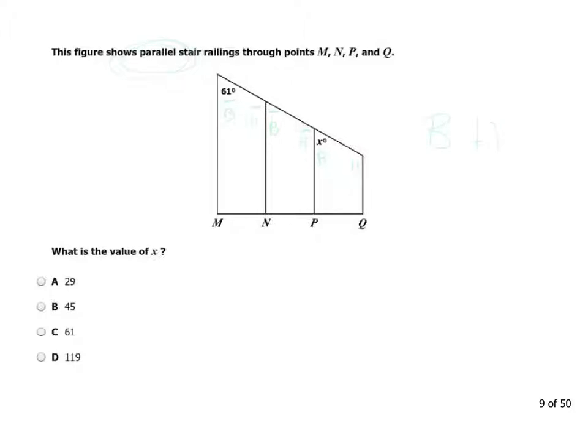Okay. So that means that if this is 61, the next one is going to be 180 minus 61, which is going to be 119. So this angle right here is 119. So if this one right here is 119, then this one is a B, it's going to be 61. This one is a H, it's going to be 119. This one is a B, it's going to be 61. And so they want to know the value of X, and X is 61.